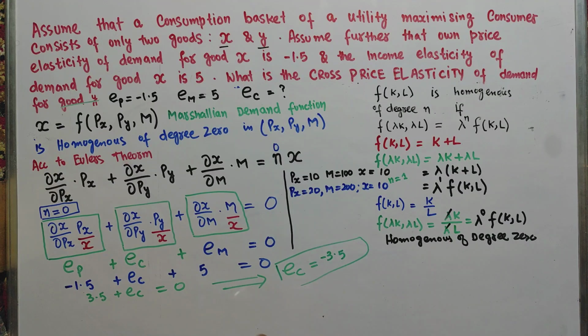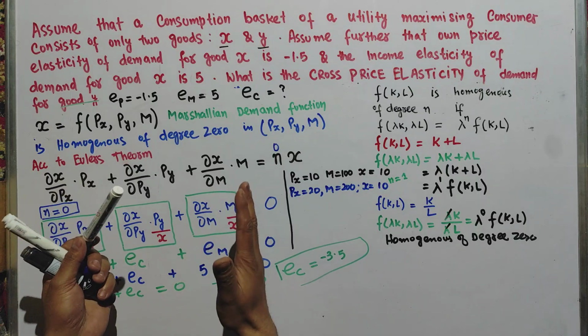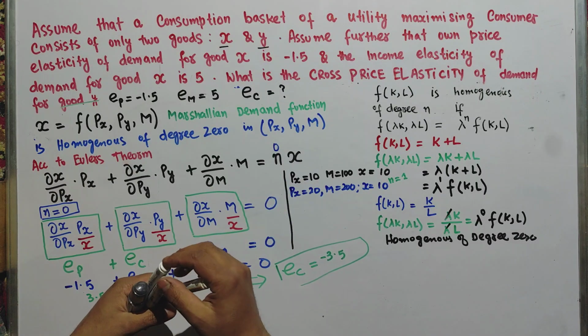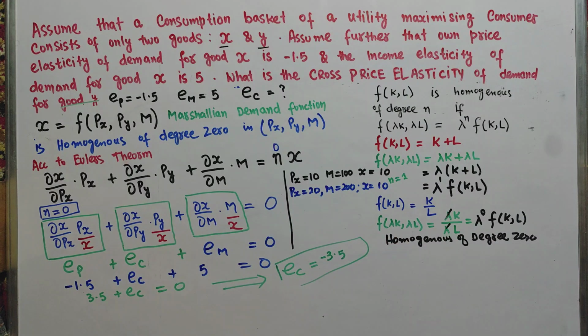So it simply says that if we take the partial derivative of the Marshallian demand function with respect to price and income, all these elasticities will sum to 0. And here we have seen this. I hope I make myself clear in this video.